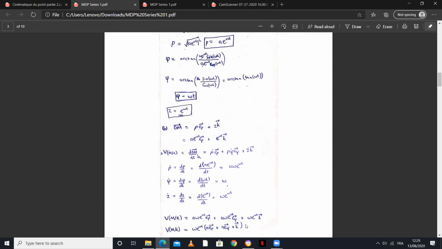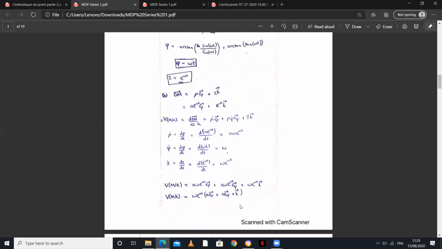And just to simplify your expression a little, you can factorize omega exponential omega t because it's a common term. When we factorize omega exponential omega t, it is going to be equal to omega exponential omega t between brackets, A E rho plus A E phi plus k. And that's going to be your velocity vector, like that. Is it clear?